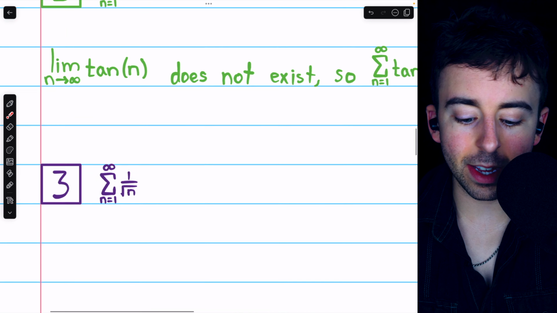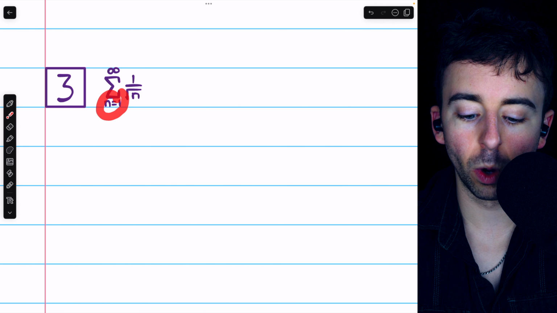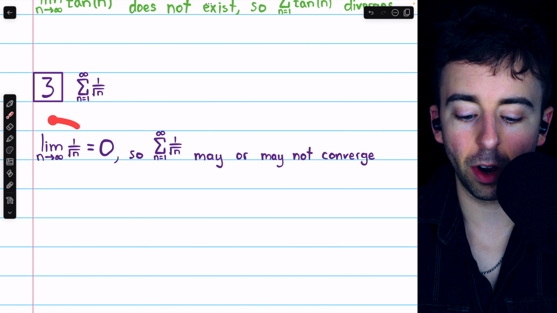Finally, last example, the sum of terms 1 over root n, as n goes from 1 to infinity. Applying the divergence test, we must look at the limit of the terms of the series. The terms of the series are 1 over root n, and as n goes to infinity, of course, this is going to approach 0. So what does that tell us? The divergence test says that if the terms don't approach 0, the series diverges. But what if the terms do approach 0? Well, the divergence test tells us nothing in this case, so we don't know anything. The series may or may not converge just from this information.